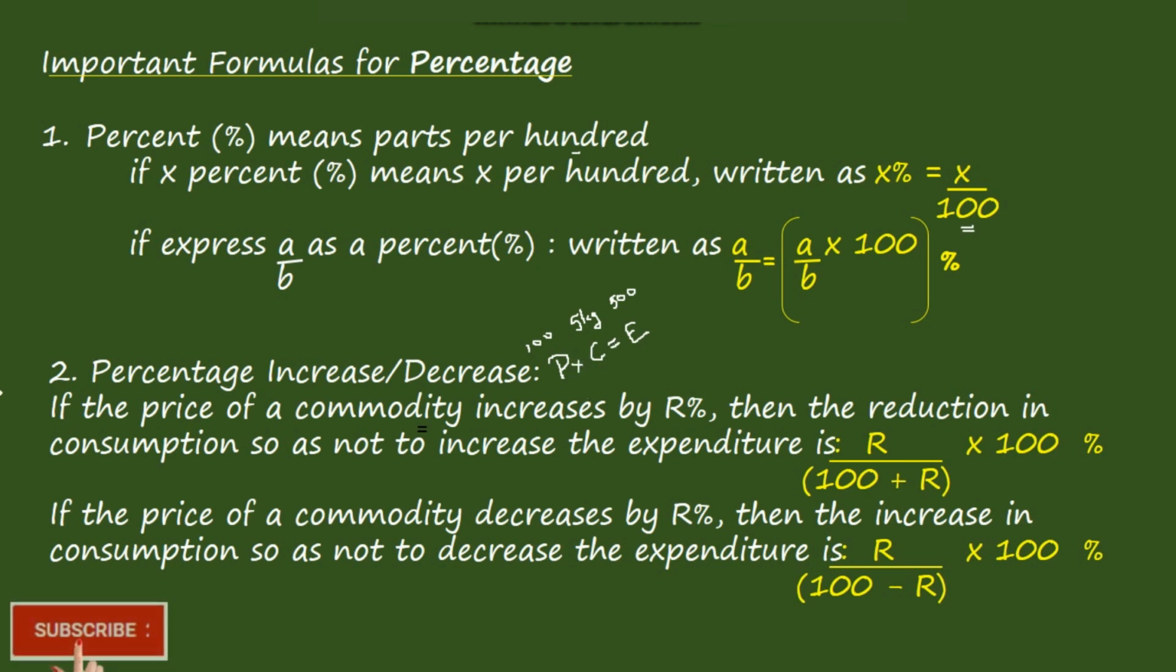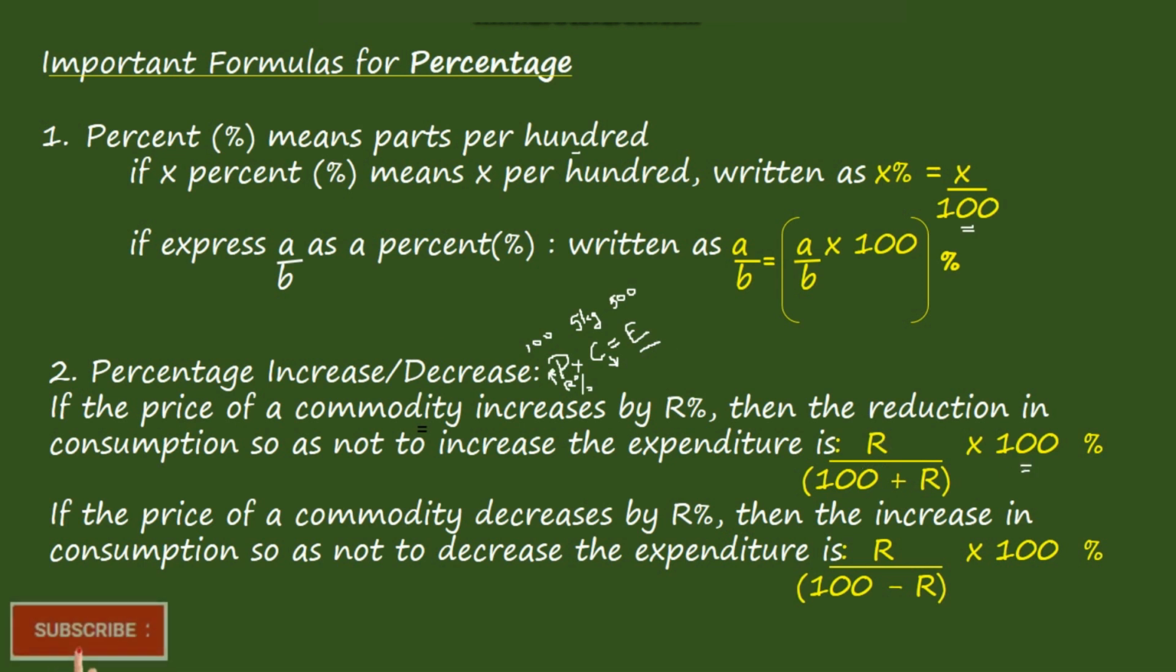Okay, the first formula is: if the price has been increased by say r percentage, then the consumption should be decreased so that the expenditure will be constant, right? So for this one, we'll be using this particular formula. By what percentage the consumption should be decreased so that there will be no change in expenditure is r by 100 plus r into 100 percentage.